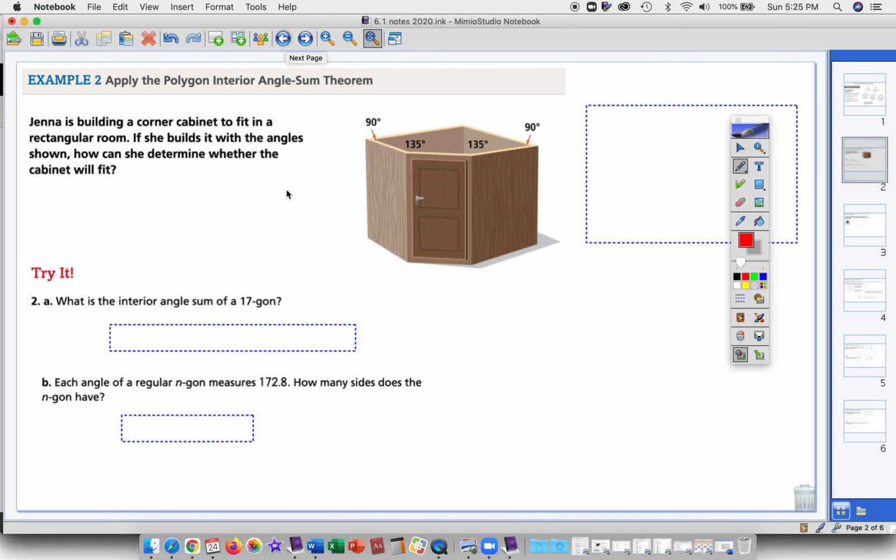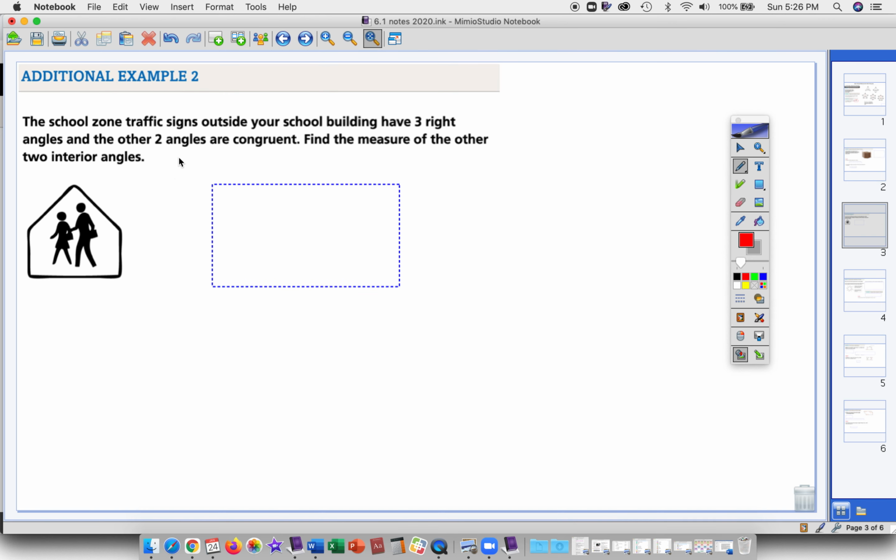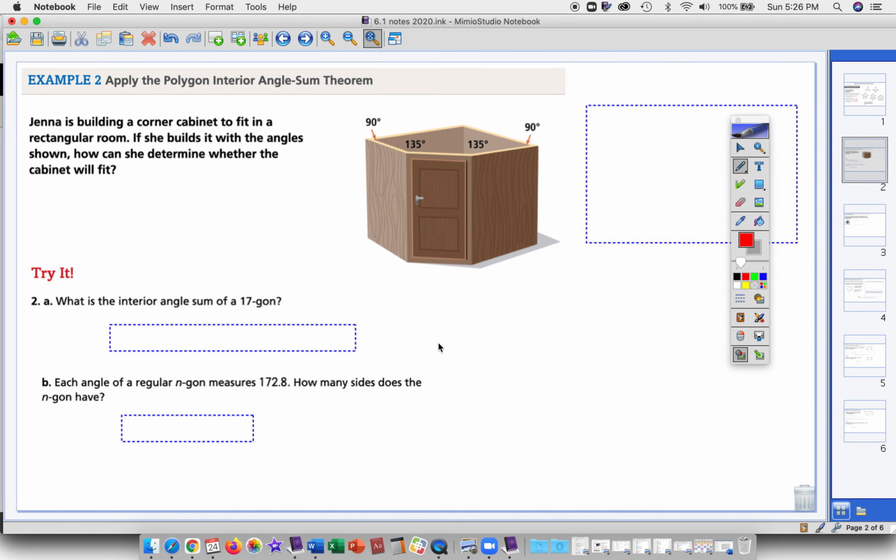Okay, so what I'd like you to do is try these problems for example 2. You've got 3 on this page and 1 on the next page. So pause the video, try these examples. When you're done, come back and we'll compare solutions. Okay, let's see how you did.